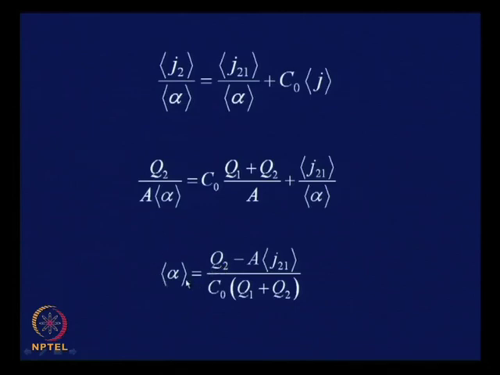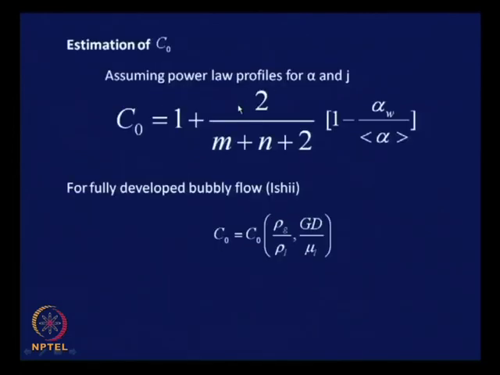Now, the usual trend to find how much the actual situation deviates from the homogeneous flow value is to plot this particular term against this particular term. The deviation of the data from the 45 degrees line passing through the origin gives us an idea about the magnitude of C0 and J21 by alpha. Okay. So, next is estimation of C0.